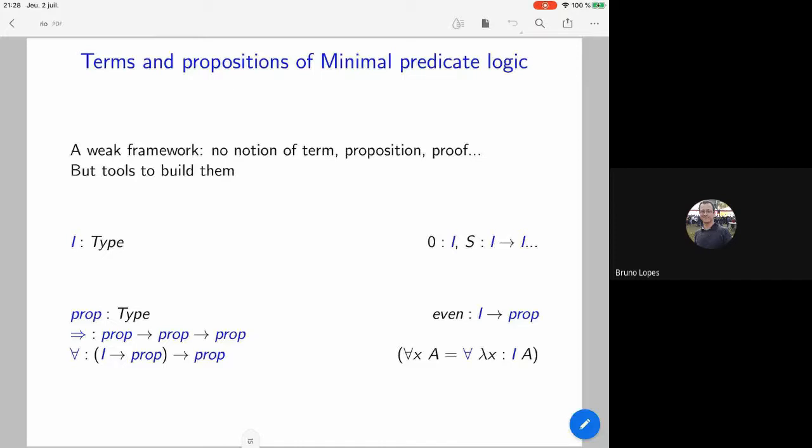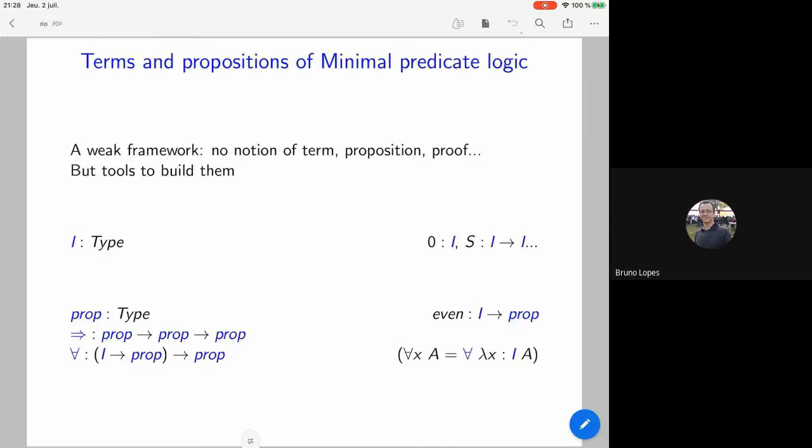And as we are in minimal predicate logic for now, we just need to declare two other constants, one for implication, which of course is given the type Prop arrow Prop arrow Prop, so that you can apply this symbol to two propositions to get another proposition. And we need to have a quantifier to quantify our variables of type I.